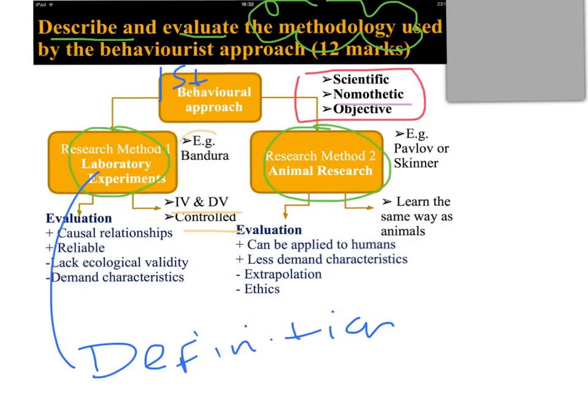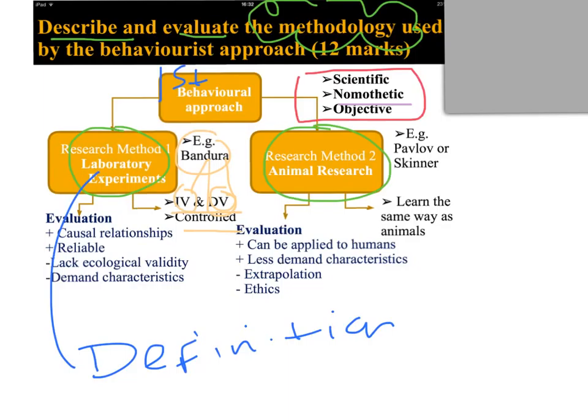So I explained that Albert Bandura was a behaviourist and that he conducted a laboratory experiment looking at aggression, learning aggression. And you will identify that his independent variable, so Bandura's independent variable, was obviously the groups that he used, whether the children saw an aggressive model or whether they did not see an aggressive model. And then your dependent variable, as seen on here, is then the levels of aggression measured.